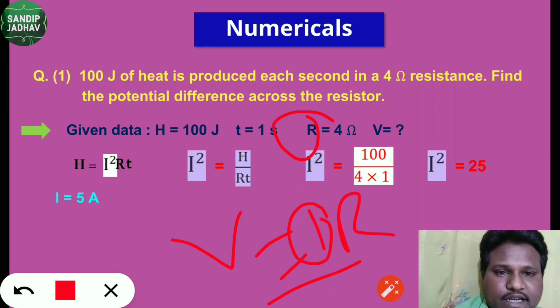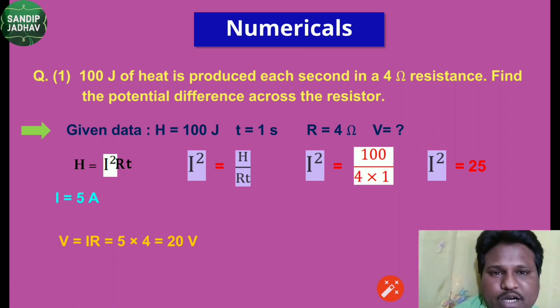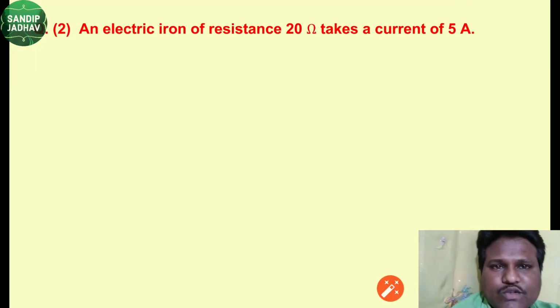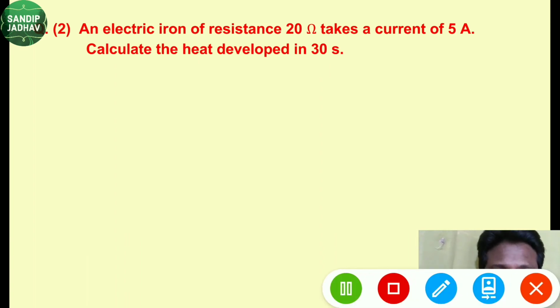We must find I. That's why we calculated I here. So we know V is equal to IR. If we put the value of I as 5 and R as 4, we will get 20 volt potential difference in this case. Let's solve the second numerical. An electric iron of resistance 20 ohm takes a current of 5 ampere, and we need to find the heat developed in 30 seconds.